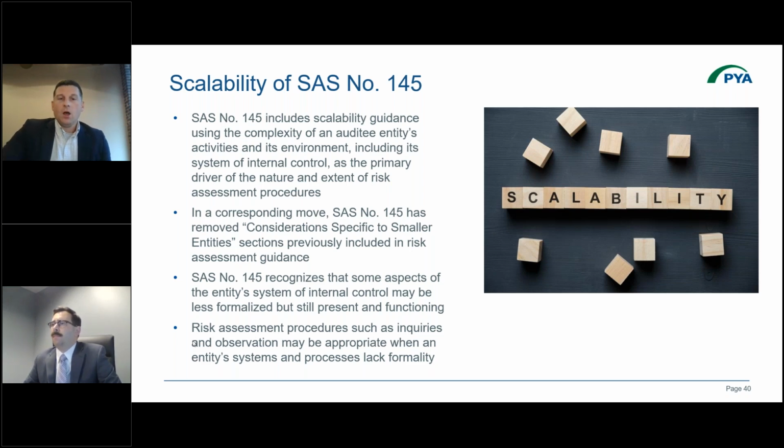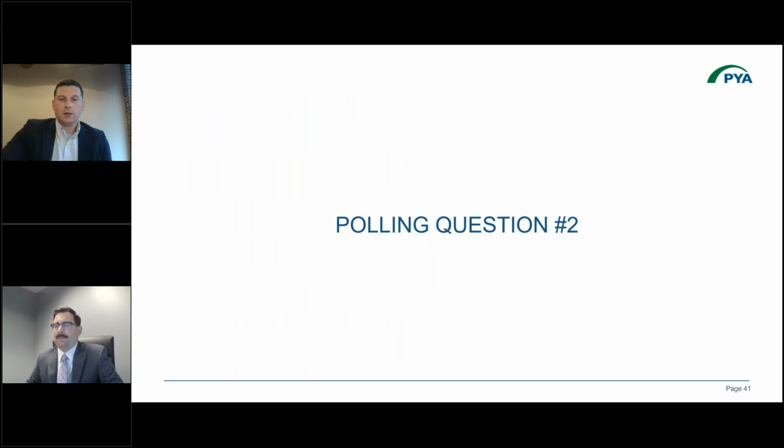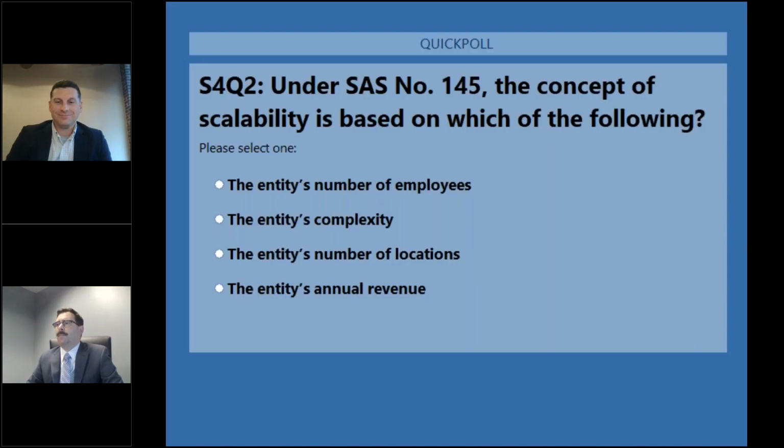So with that, I think we're going to go into another polling question. Moderator, if you'll open up the second polling question of this session. Under SAS 145, the concept of scalability is based on which of the following? The entity's number of employees, the entity's complexity, the entity's number of locations, the entity's annual revenue. You'll have a few moments to respond.